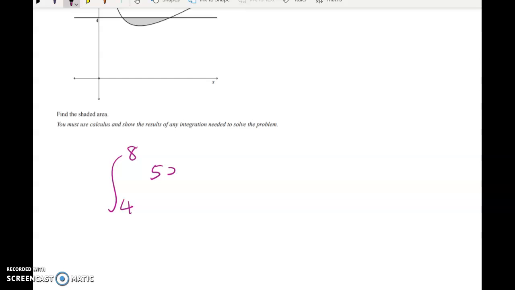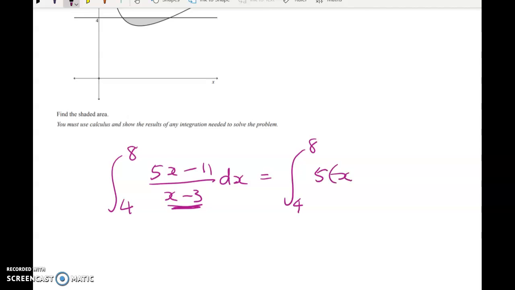So we've got 5x, take away 11 over x minus 3. And with a tiny bit of rearrangement, we can get the pattern that we want with the derivative in the numerator. So we've got x minus 3 here, so we can force in the 5 times x minus 3 here. And that gives me 5x minus 15 in the numerator. I don't want that, I want 5x minus 11. So I have to add in 4.